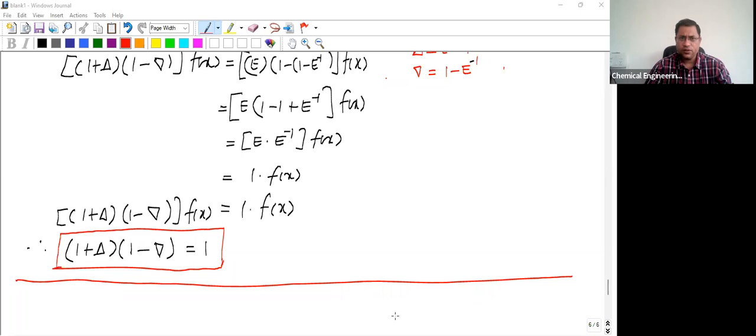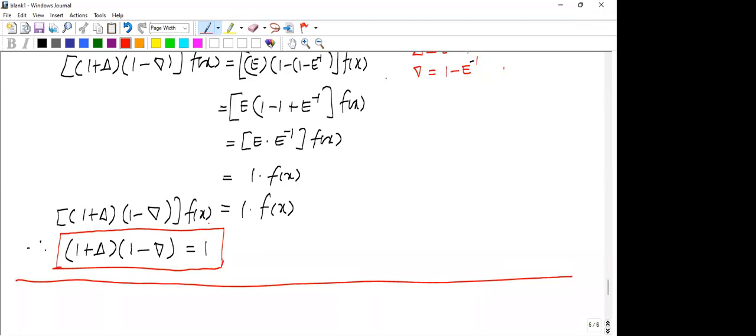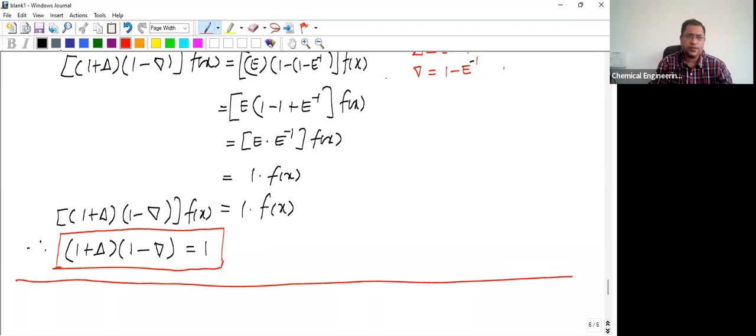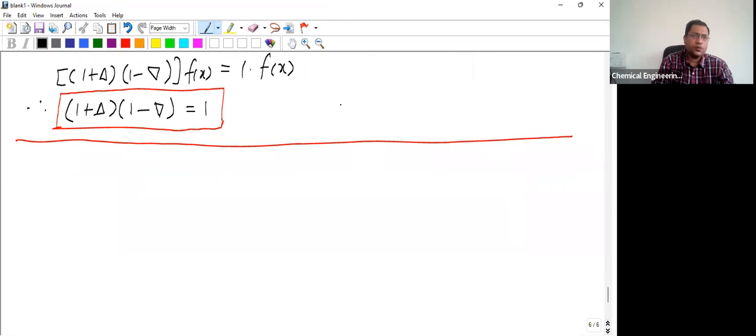We'll try to solve one more example. So let's have another example. Is there any doubt in this example? No, sir. Okay, so it was easy. Okay, we go with another example.